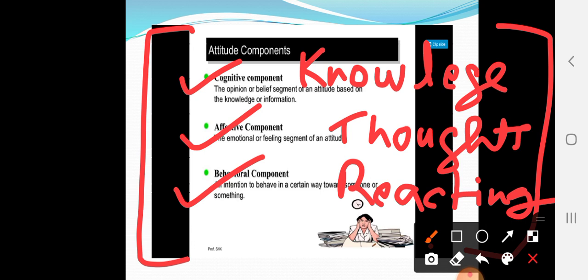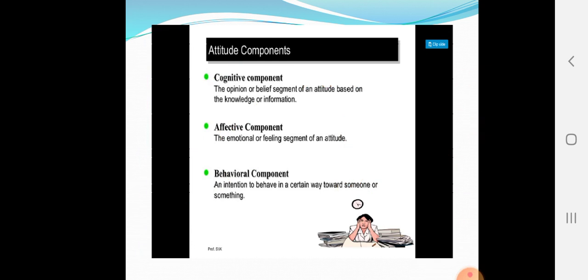Okay, so this is enough for today's class. In today's class, we have discussed what attitude is, we have discussed features of attitude, and we have discussed components of attitude. The next aspects I'll be continuing in the next class. Thank you.